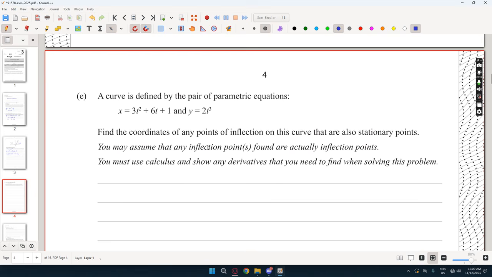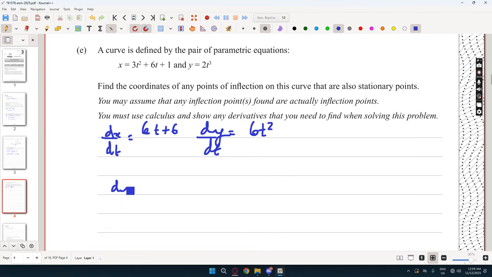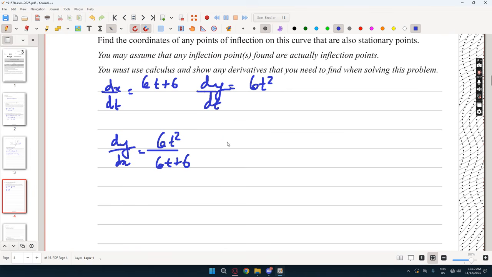Any points of inflection have occurred that are also stationary points. Okay, well dx/dt equals 6t plus 6, dy/dt equals, so not 8, 6t squared, dy/dx equals 6t squared on 6t equals 6, equals 0 if t equals 0.